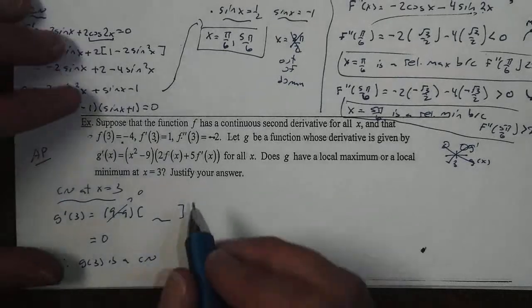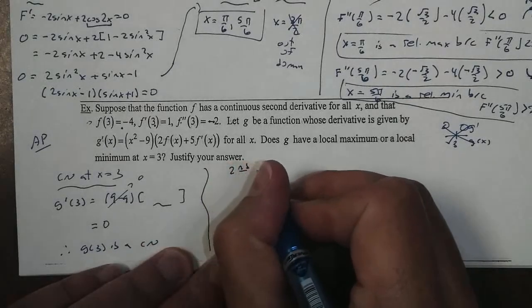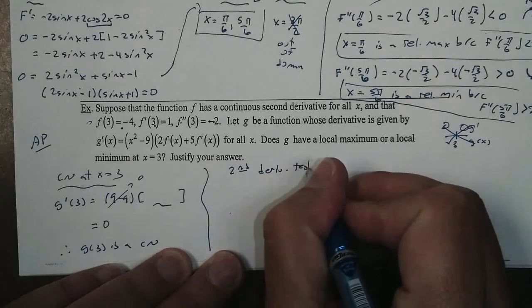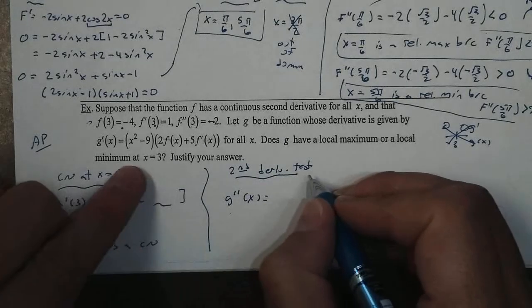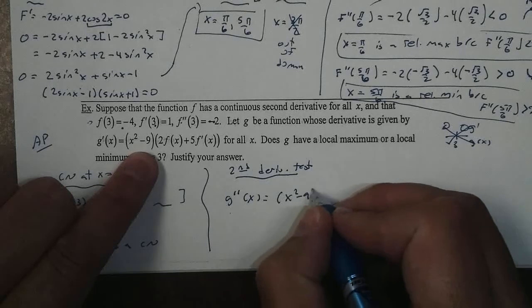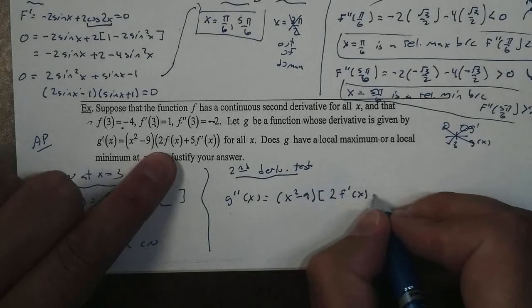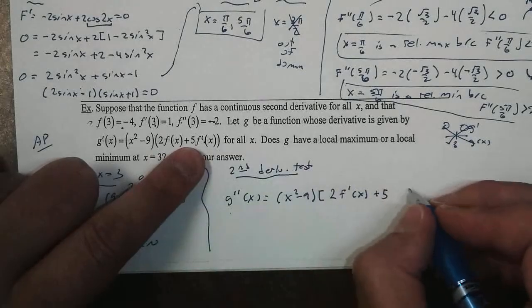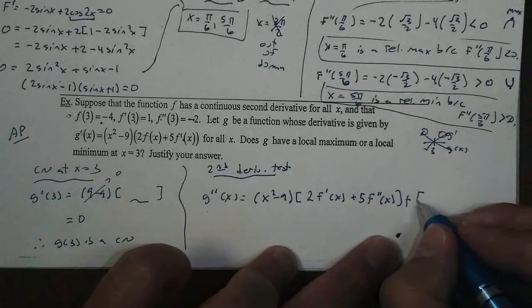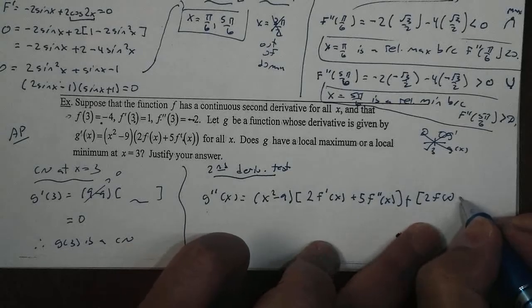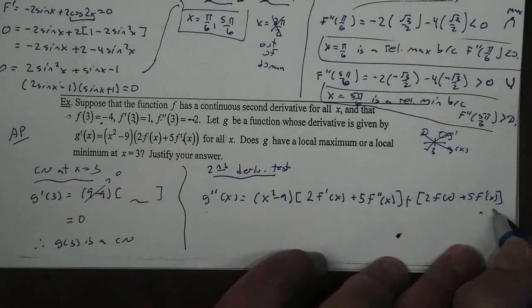Now, since it's a critical number, we just want to know, is this going to be a relative maximum or relative minimum? To do this, we use our second derivative test. So I'm going to take the second derivative, g double prime of x. This is my product rule. It's the first, x squared minus 9, times the derivative of the second. This is going to get ugly. 2 f prime of x plus 5 times the derivative of f prime, which will be f double prime of x. Plus, don't forget the second, which is 2 f of x plus 5 f prime of x, times the derivative of the first, which is 2x.